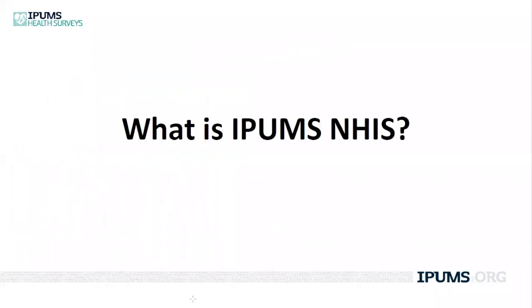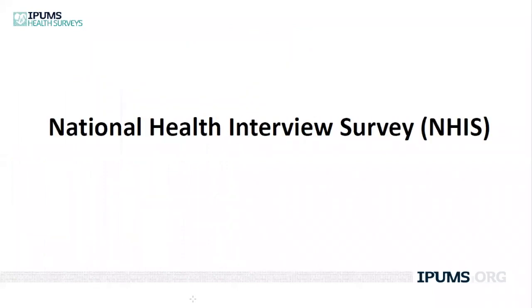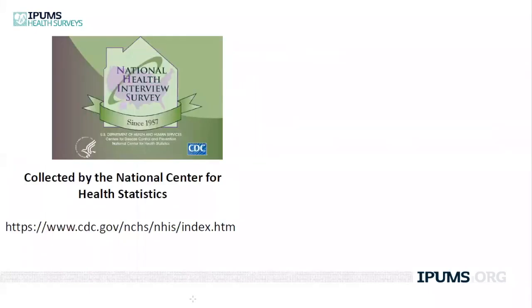So what is IPUMS NHIS? It is a collection of harmonized data from the National Health Interview Survey, or NHIS. The NHIS has been collected by the National Center for Health Statistics since 1957, making it the longest running annual health survey in the world. You can access the original files at cdc.gov/NCHS/NHIS.